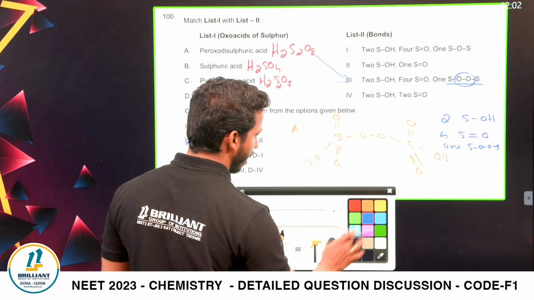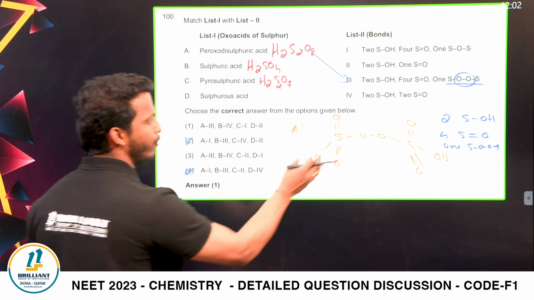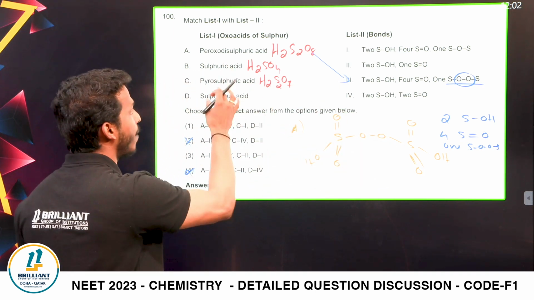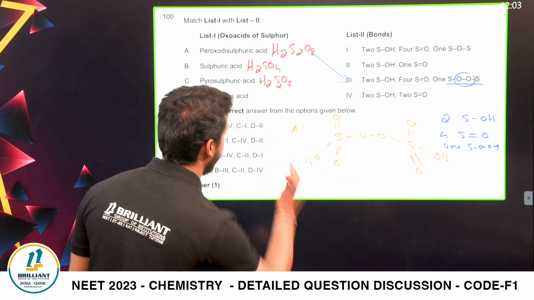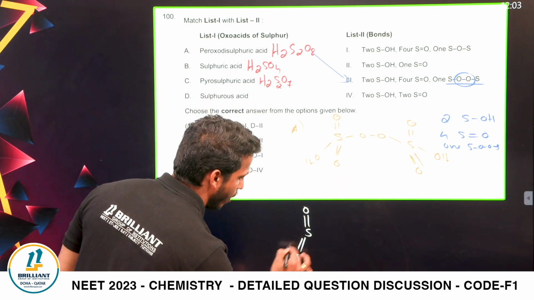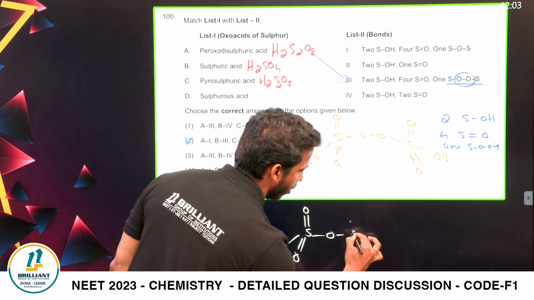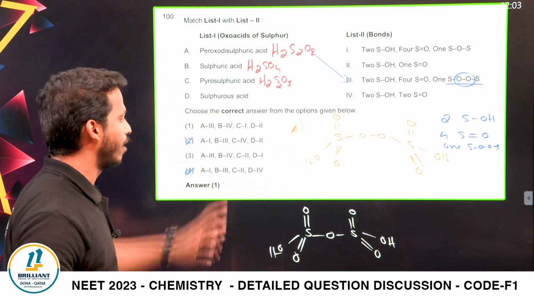Let me go for the other one. Sulfuric acid is there. Pyrosulfuric acid. If you know peroxodisulfuric acid, pyrosulfuric acid is easy, right? Let me take the third one once again. It is the same as this one, but instead of OO, there is only one oxygen. OH, O, double bond O, OH. This is pyrosulfuric acid.